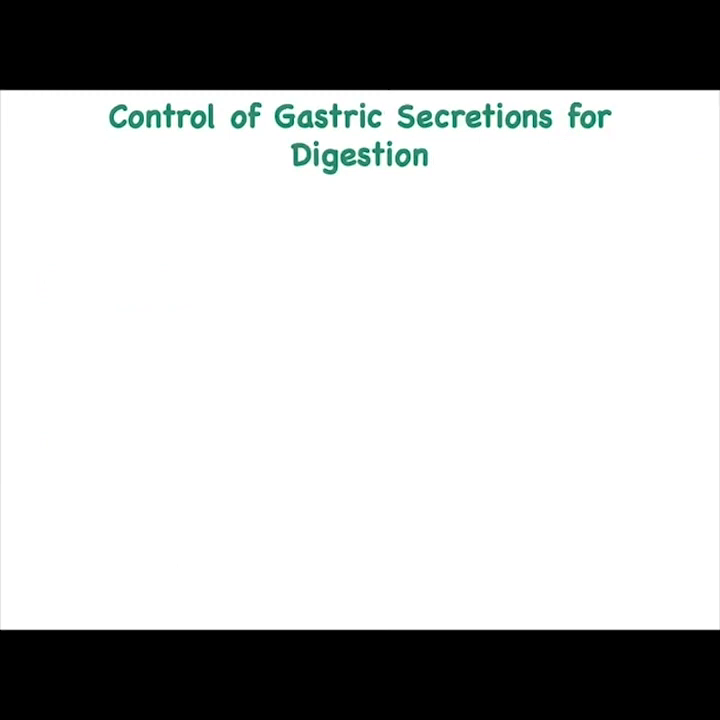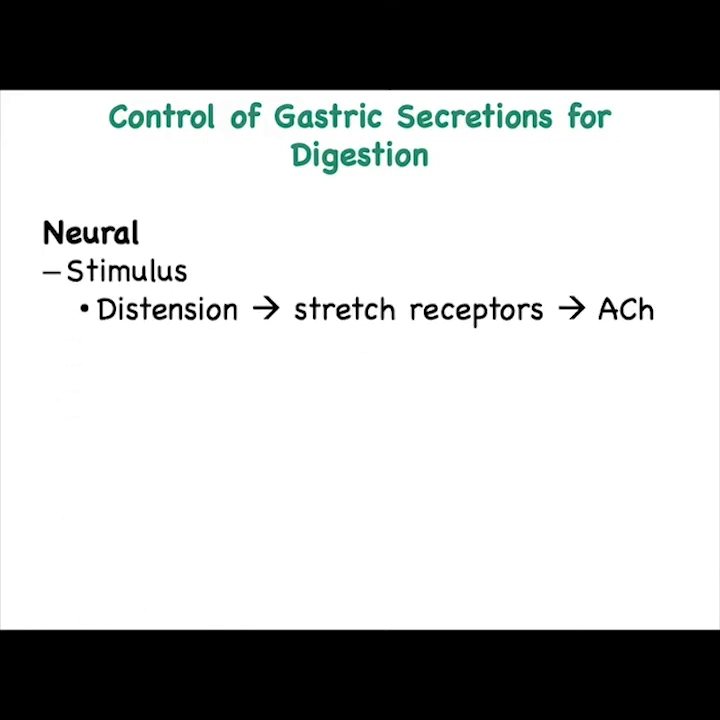Now let's look at neural control for the release of gastric secretions. When food enters the stomach, the wall of the stomach is stretched. This distension triggers stretch receptors located within the wall. In response to this, parasympathetic fibers release the neurotransmitter acetylcholine. Acetylcholine then will go to the parietal cells and stimulate the release of hydrochloric acid.